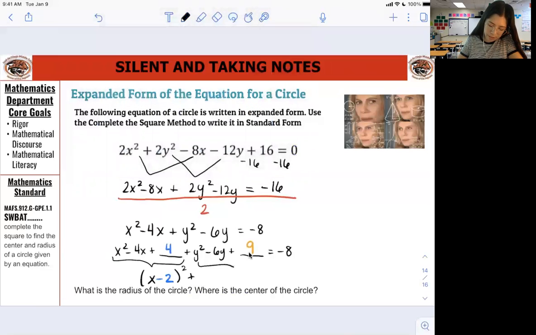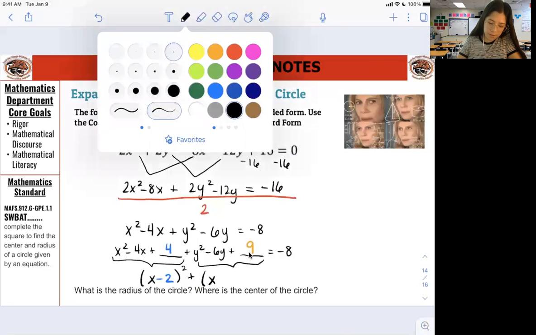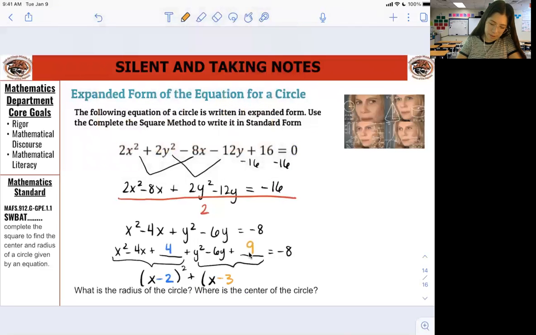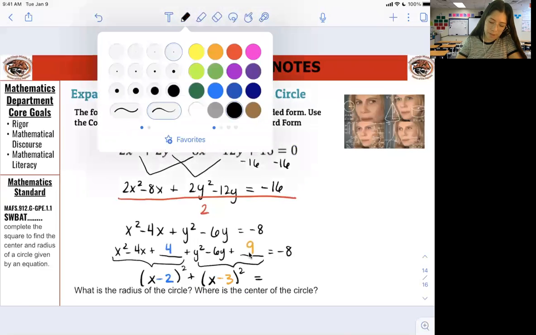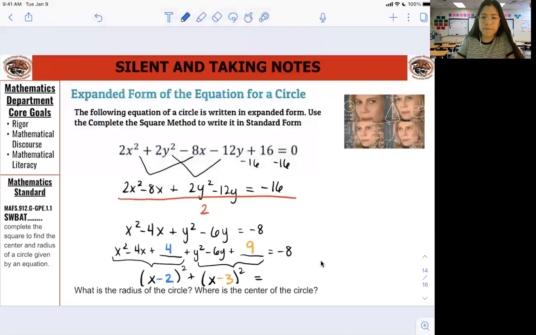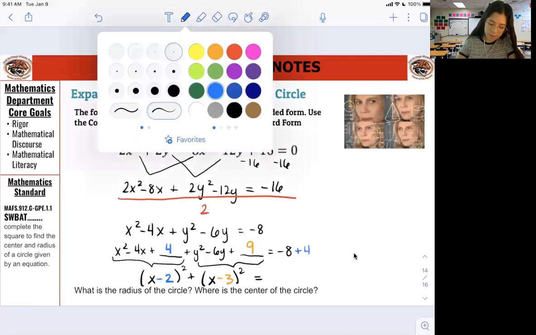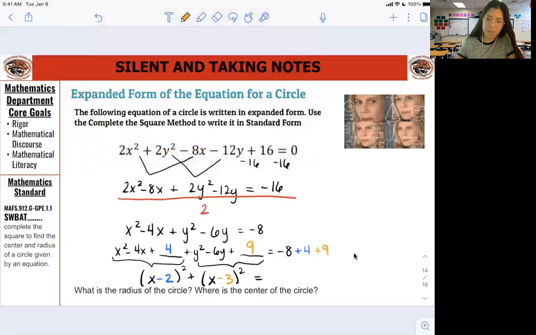Factoring my y's, what do I get? Good, y minus 3 squared. Oops, I forgot something. What did I forget to do over here? Yeah, my bad. Since I added those two numbers on the left side, I've got to also add them to the right side. So now what do I have when I add all of these? We got 5, good.